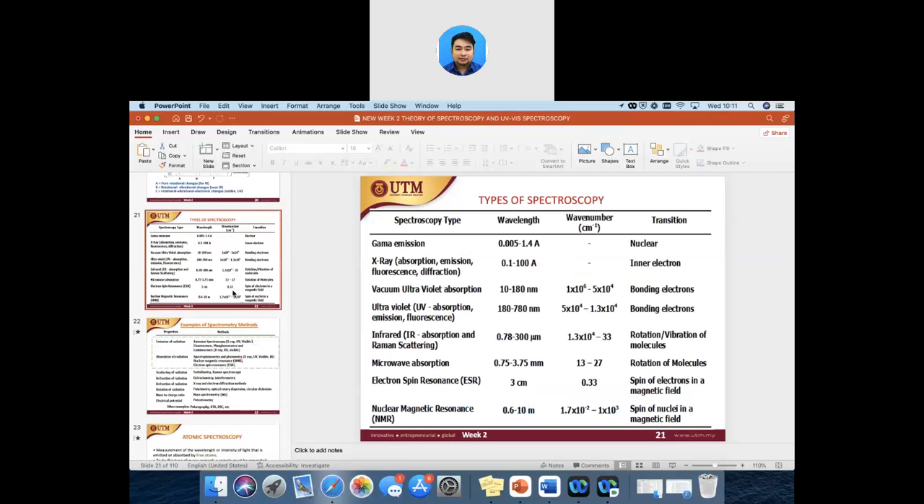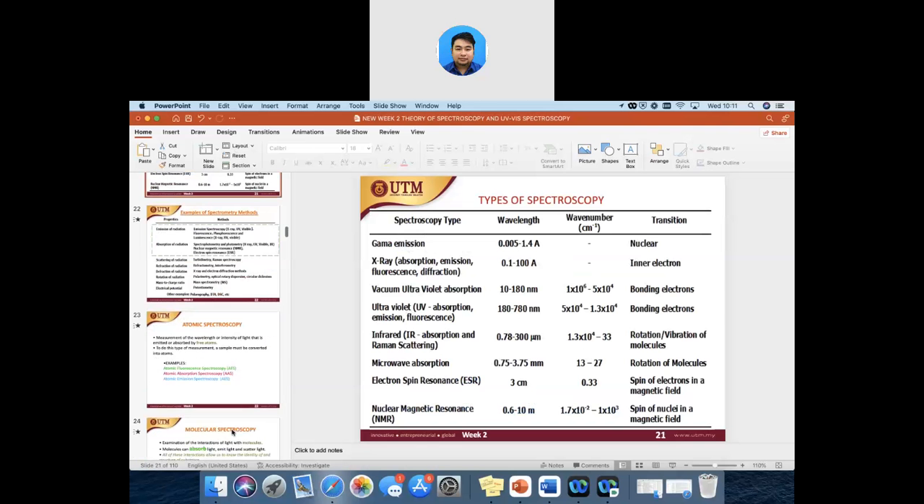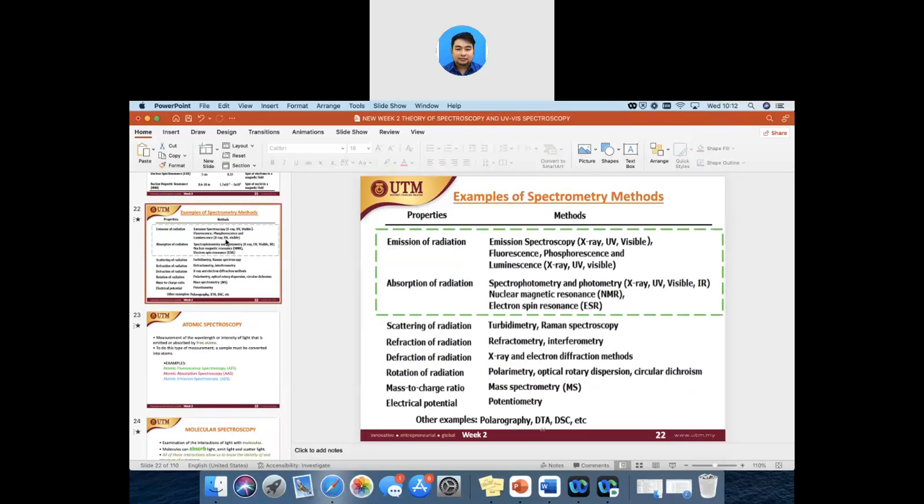So these are the types of spectroscopy. It depends also on the types of electromagnetic radiation. We have gamma emission, we have ultraviolet, we have infrared. So basically now we have three types of interaction: emission, absorption, and scattering. But in your syllabus, it's only going to focus on absorption spectroscopy and emission spectroscopy. Emission of radiation and absorption of radiation.